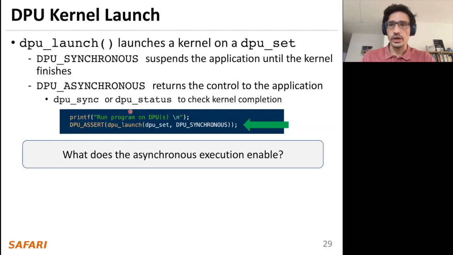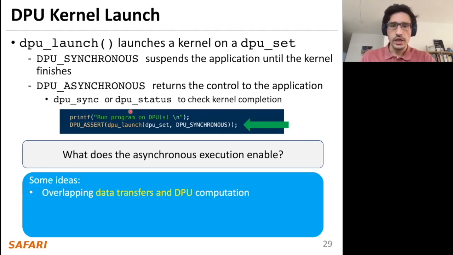We can enable more functionalities by using this asynchronous execution. Just some examples: potentially, because the CPU is released, the CPU can do something else after launching the kernel. So one potential thing that we could do here is overlapping data transfers, so moving data from the main memory to maybe another DPU set, while at the same time we are computing on a different DPU set. So this way we would be overlapping these two operations and in summary saving execution time for the overall application.